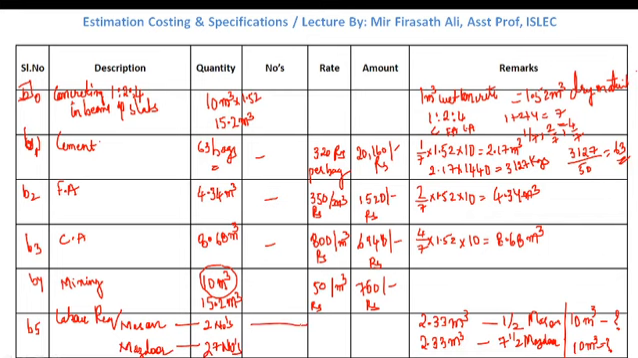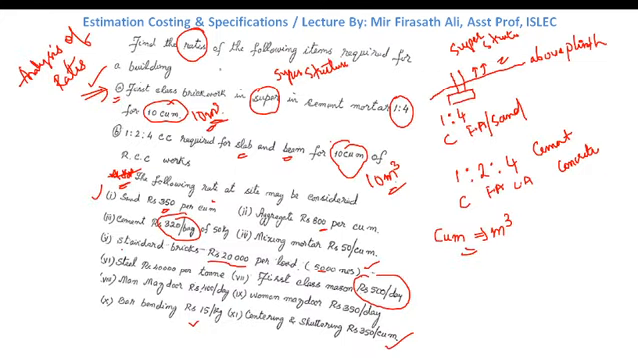The rate of mason is 500 rupees. The rate of mazdoor is 400 rupees. So this will be around 1000 rupees for the first one, and the next is approximately 10,800 rupees. Now, we have completed this B part.